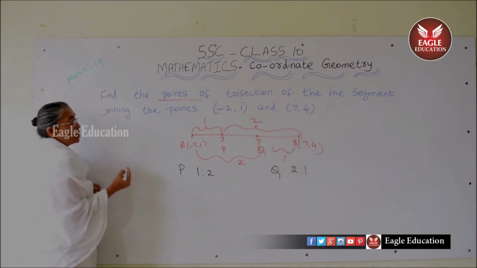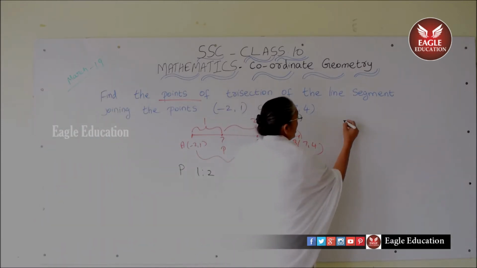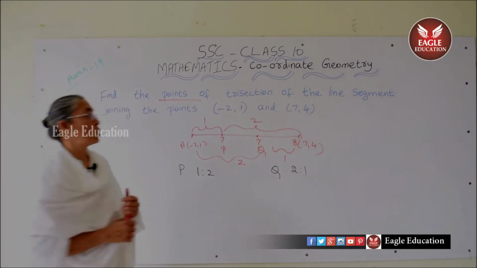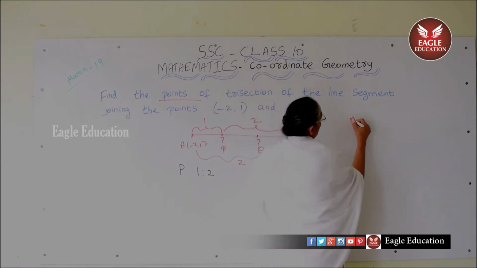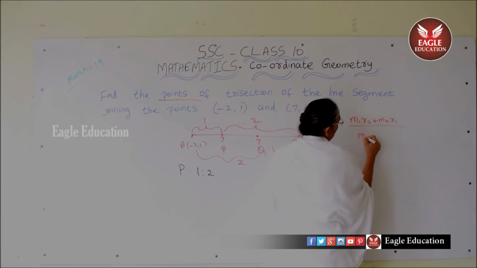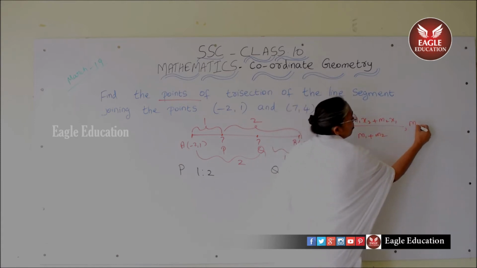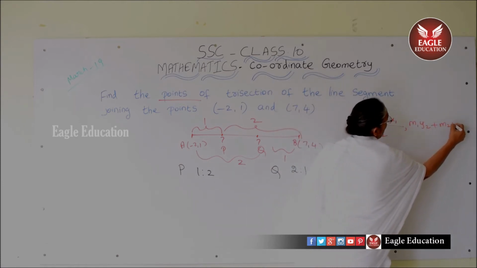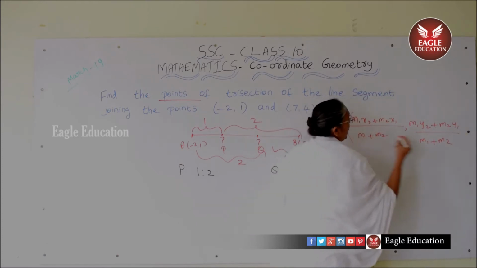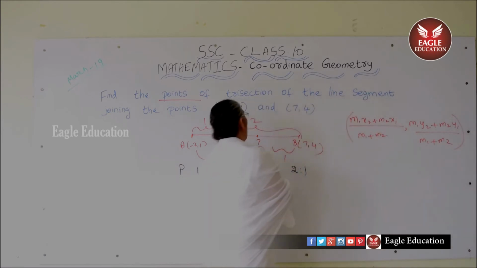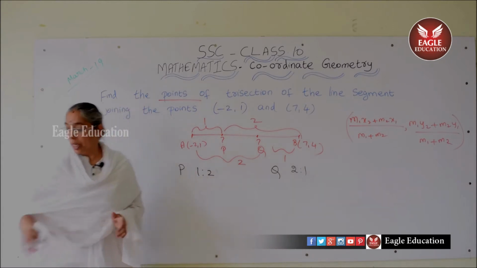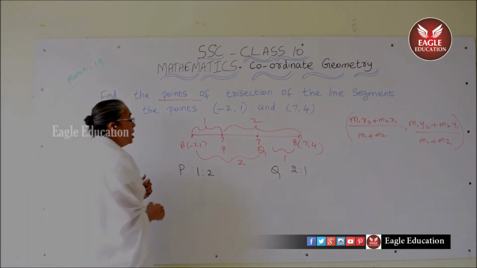The line segment joining the points (x1, y1) and (x2, y2) in the ratio of m1:m2 is nothing but (m1 x2 + m2 x1) divided by (m1 + m2), comma (m1 y2 + m2 y1) divided by (m1 + m2). For the P point the ratio is 1:2. For the Q point the ratio is 2:1. Okay. Now let us substitute in the formula and solve.